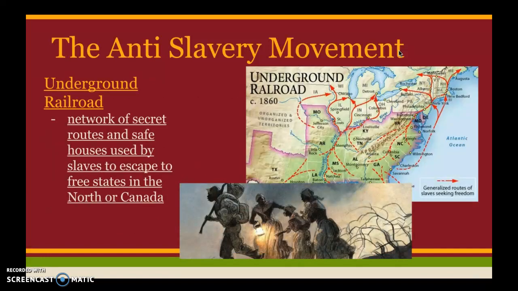Most of us have heard about the Underground Railroad, which we know was not an actual railroad. It was a network of secret routes and safe houses used by slaves to escape from the South to free states in the North, or even to Canada. Someone escaping slavery in the South would be led to these safe houses where they would stay for a couple of days or a week until they moved on to the next safe house. Obviously a very risky endeavor. Most had to travel by night so as not to be found out.